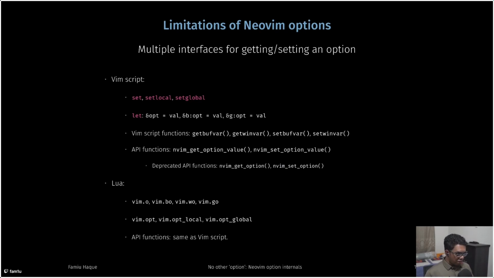And then third, we have API functions. This is the same as Vim script. You can use API functions from Lua and Vim script all the same. So the same things apply here as well.